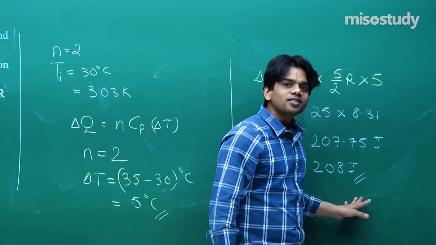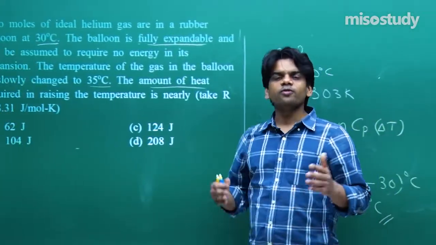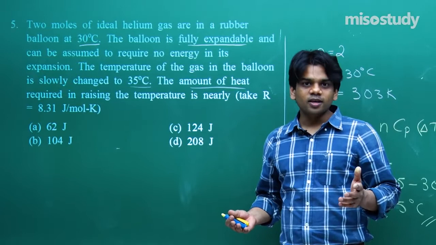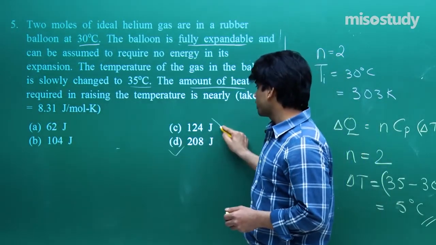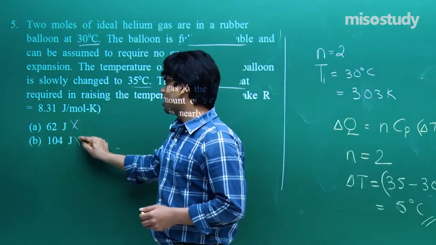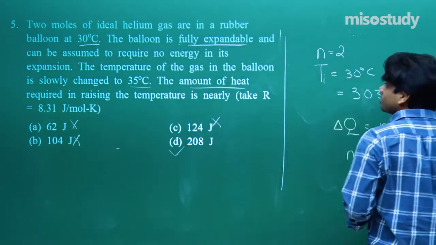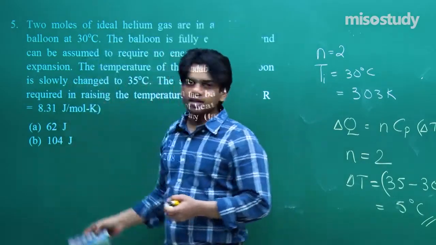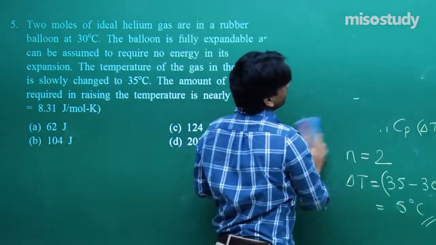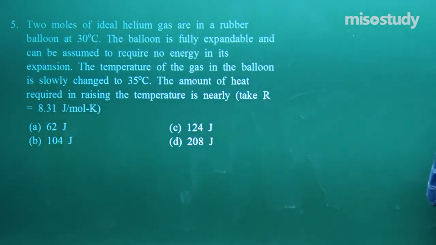So the correct answer will be that the amount of heat energy required is 208 joules. Now you would have understood where you have to use the formula n Cp delta T to calculate the heat energy supplied, that is 208 joule. Rest all the options are incorrect. Hope that you have understood how to solve such kind of question. It's a good question, and this lets us understand the method to use n Cp delta T for the heat energy supplied.